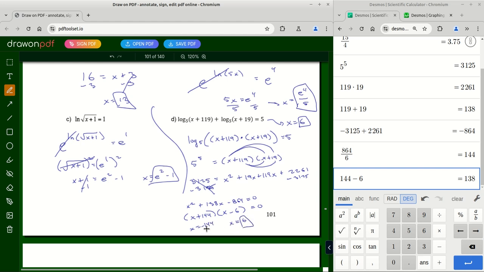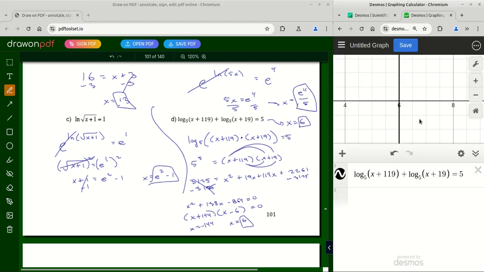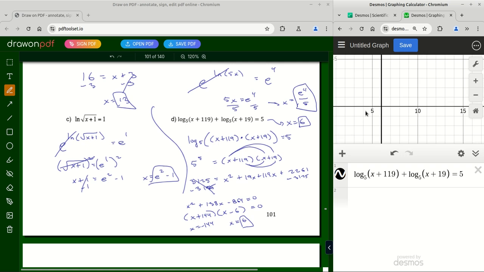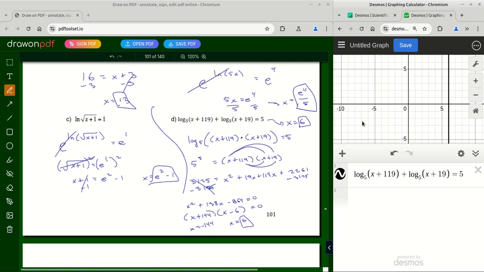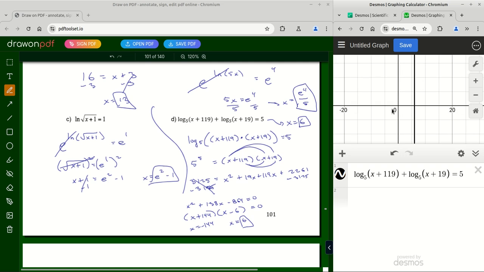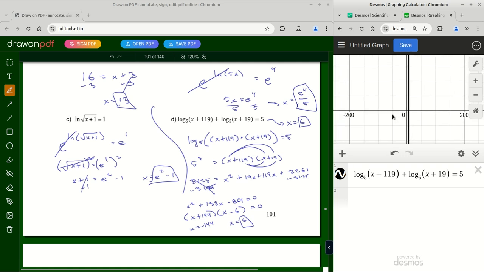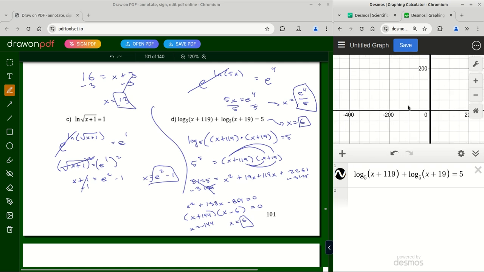There's my answer. Wait. 6. Look, hold on. This scale is all wrong. I'm supposed to go check on negative 144. I didn't scroll out. Go back. Go back and look. I did scroll out, and it's not there. It's not there. It's not an answer.